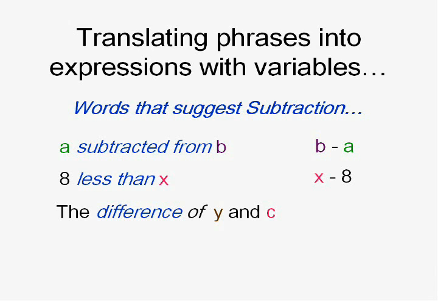Now the word difference will always infer subtraction. The difference of y and c, a lot of people don't know this, is y minus c. I always tell people I met a 7-foot tall man and I'm 5 foot tall. Now what is the difference between him and me? Well, you can picture it. It's 2 feet, isn't it? 7 minus 5, and you use subtraction. So the word difference infers subtraction. Remember that. Finally, a little more obvious, decreased by is another one for subtraction. Z decreased by 3 is z minus 3.